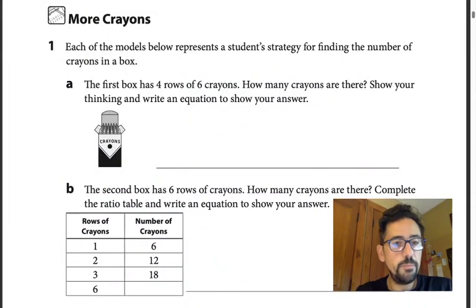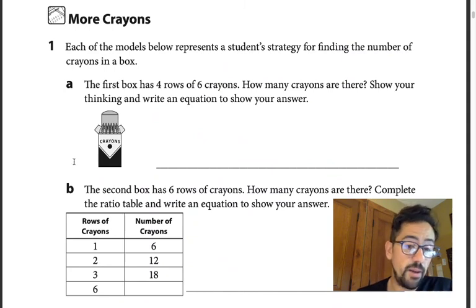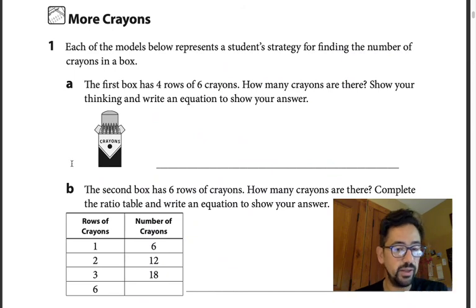Okay, Liz. So let's solve letter B on the first exercise. That would be this one right here. If you have done part A, basically it talks about the box of crayons having 6 crayons per row. And part B is telling you that now we have a box that has 6 crayons per row, but it has 6 rows. So how many crayons are there? It asks us to complete the ratio table and write an equation to show our answer. So let's see how we do.